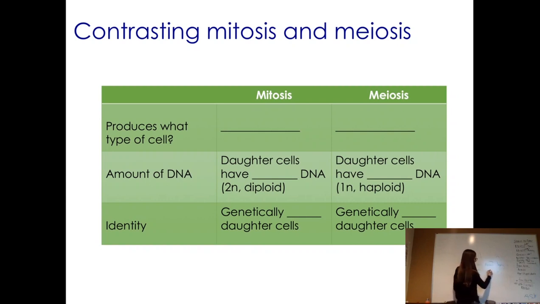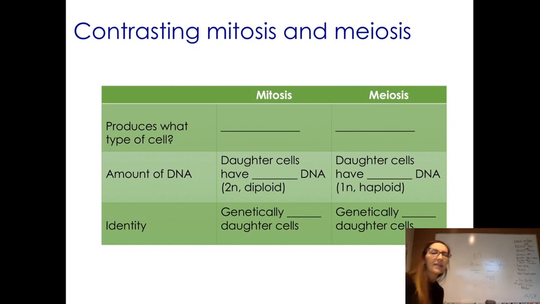This is producing gametes, haploid gametes. Mitosis is taking place in somatic cells. Meiosis is taking place in germline cells and produces gametes. We could also call them sex cells. Okay, so hopefully you can see that.